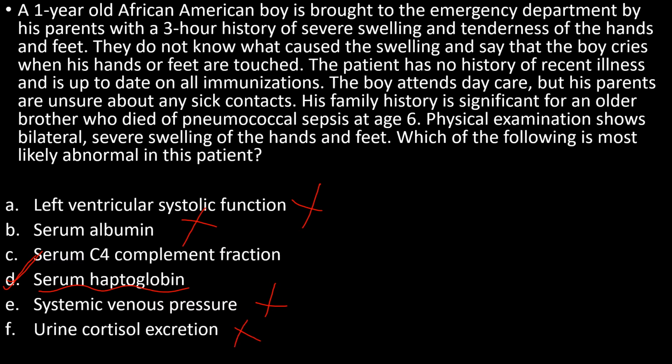Whereas choice C, that is serum C4 complement fraction, is actually abnormal in hereditary angioedema, which is a rare autosomal dominant disorder that is associated with painless episodes of swelling involving the face, lips, larynx, and extremities. It is actually caused by C1 inhibitor deficiency and not due to vaso-occlusion, and therefore this is also not the appropriate answer to this question.